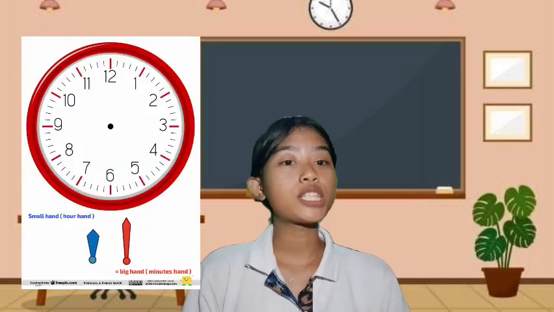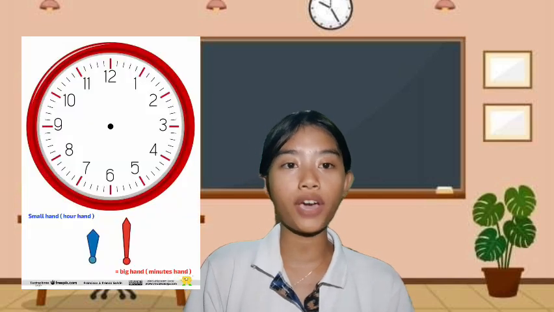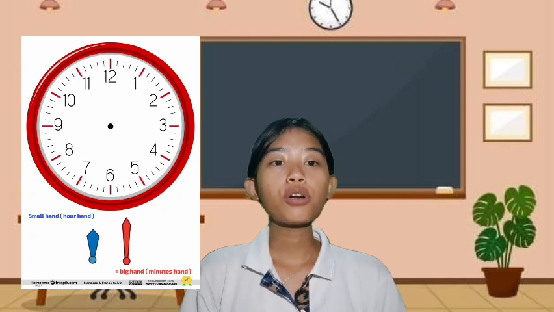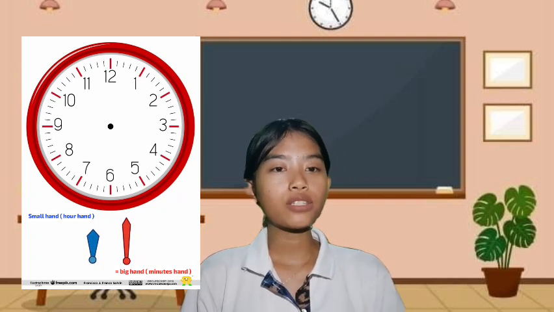What is a clock? A clock helps tell us about time. The big hand is the minute hand. The small hand is the hour hand. The numbers on the clock are from 1 to 12. How to read a clock?